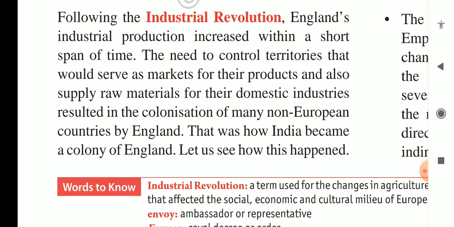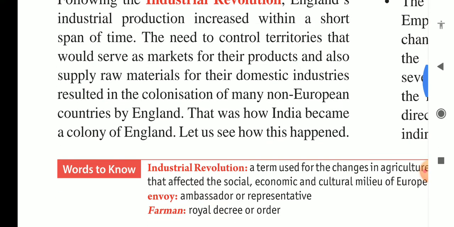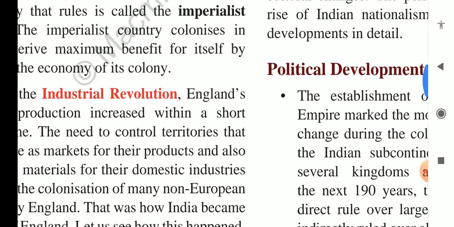So many non-European countries were controlled by England. That was how India became a colony of England. So that was the reason that India was a colony of England. Let us see how this happened.